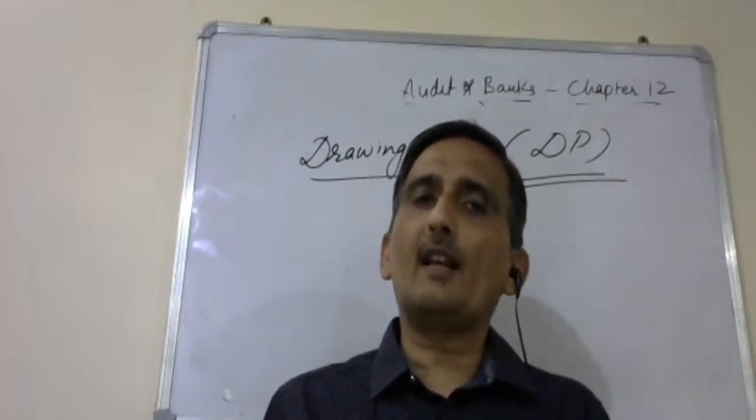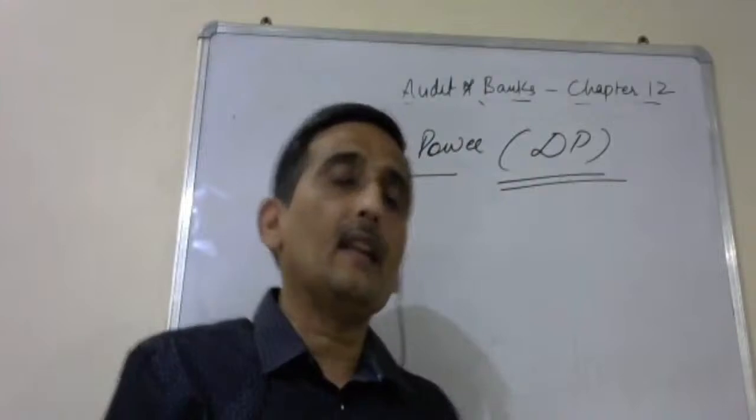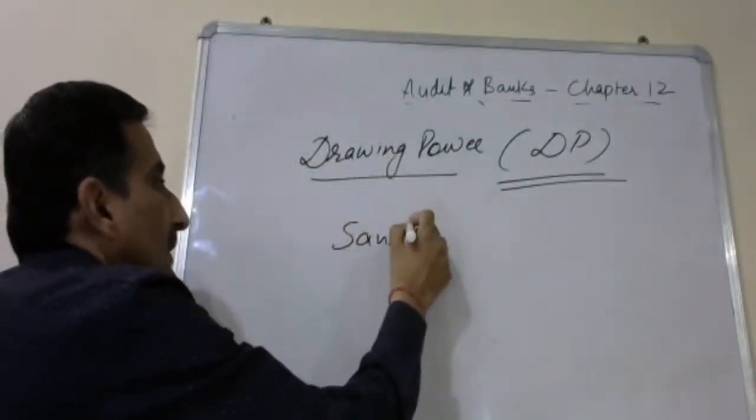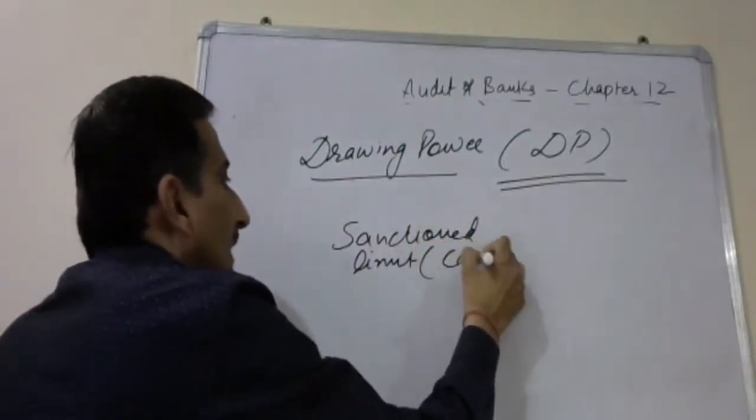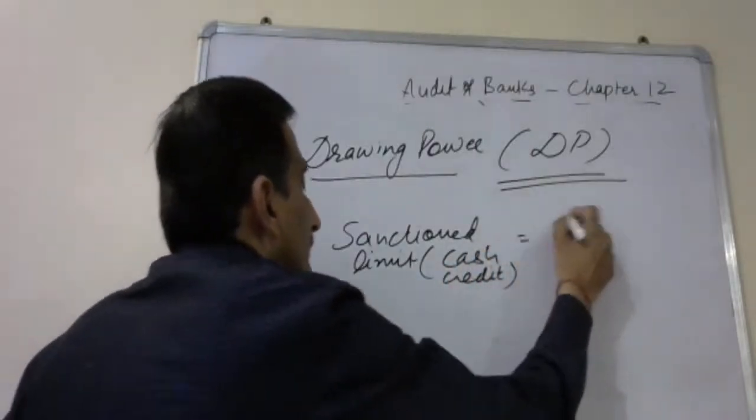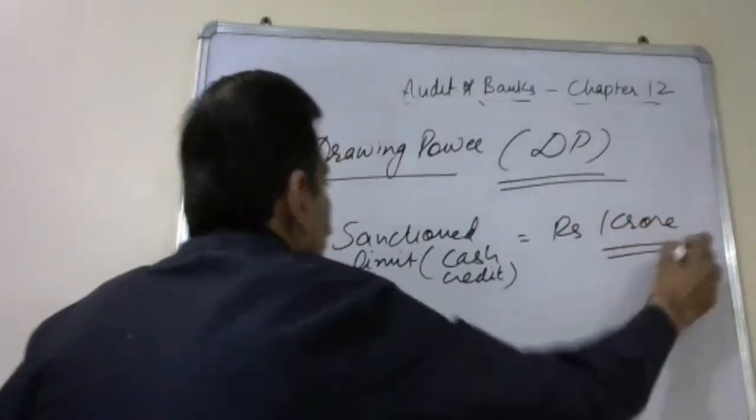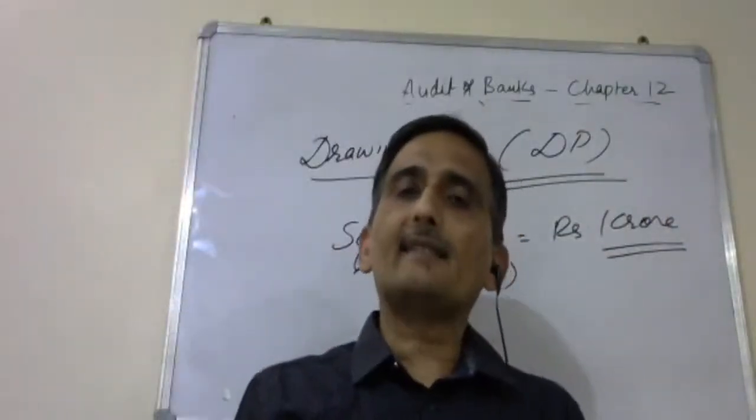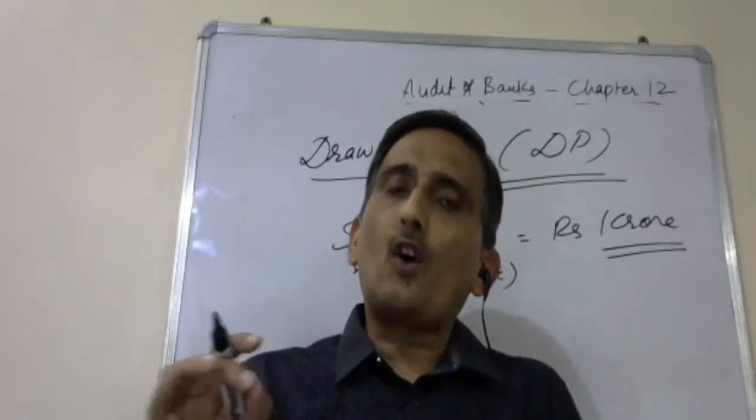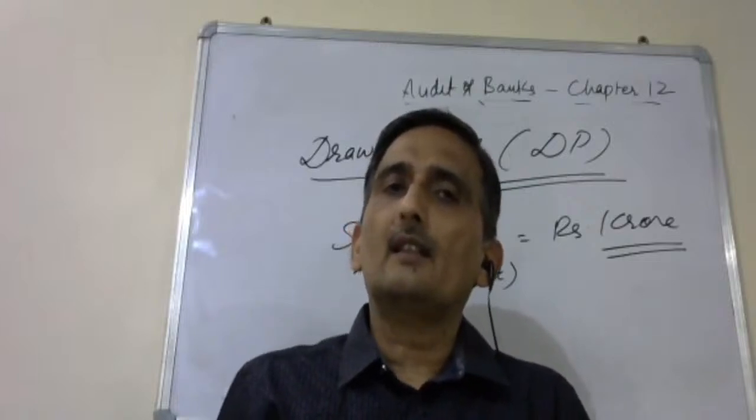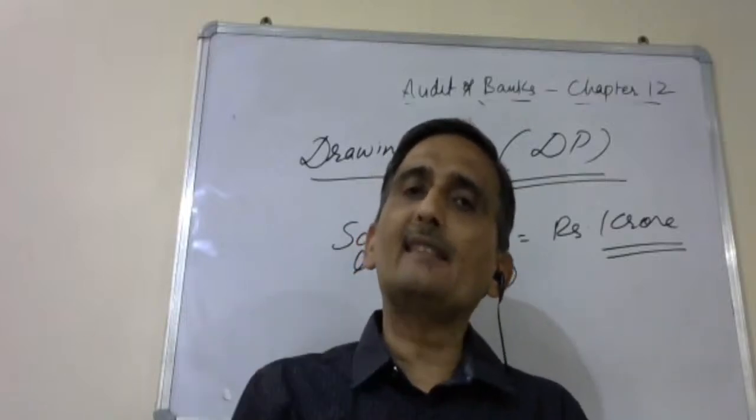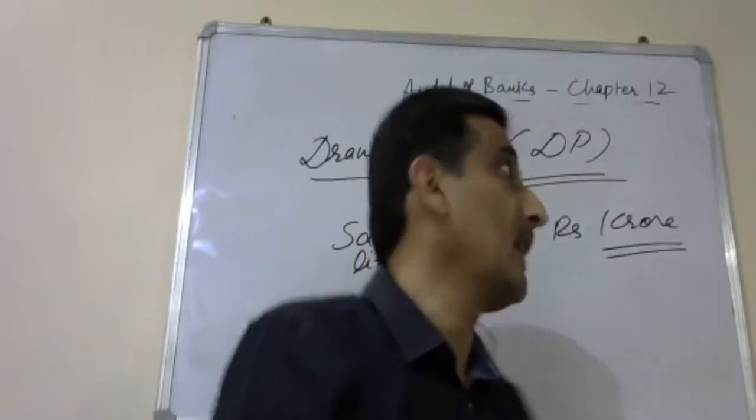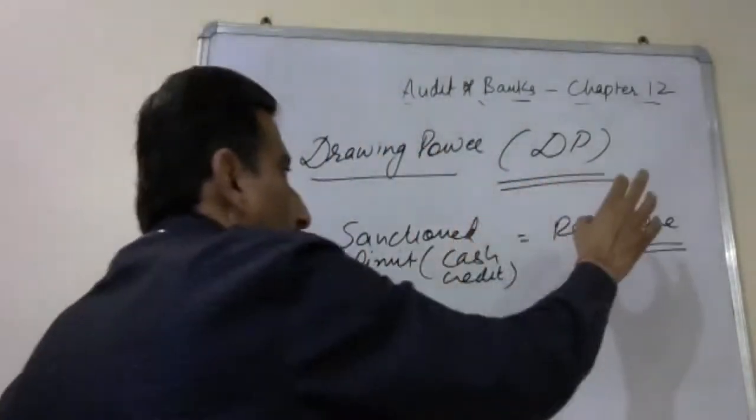This we shall also understand with the help of an example. Say in the previous example which we had done, the company had got a sanction limit of rupees 1 crore in its favor. Sanction limit cash credit rupees 1 crore. Now this 1 crore limit the bank has sanctioned against stocks, because it is for purchasing stocks and making realization from those stocks by selling them. So the sanction limit of rupees 1 crore is against stocks.